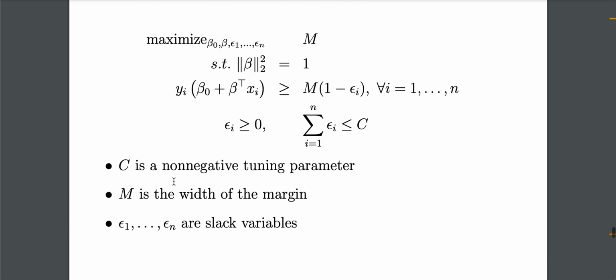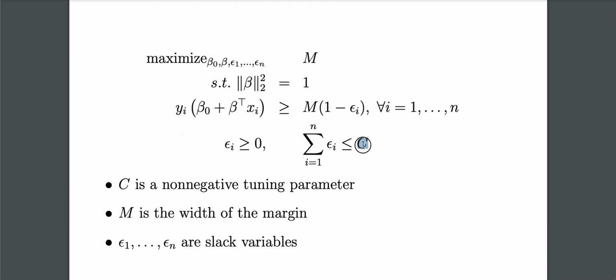So by using C here as an upper bound to this summation, we are saying that we allow at most C points to be on the incorrect side of the hyperplane. Okay, so the C is a tuning parameter.